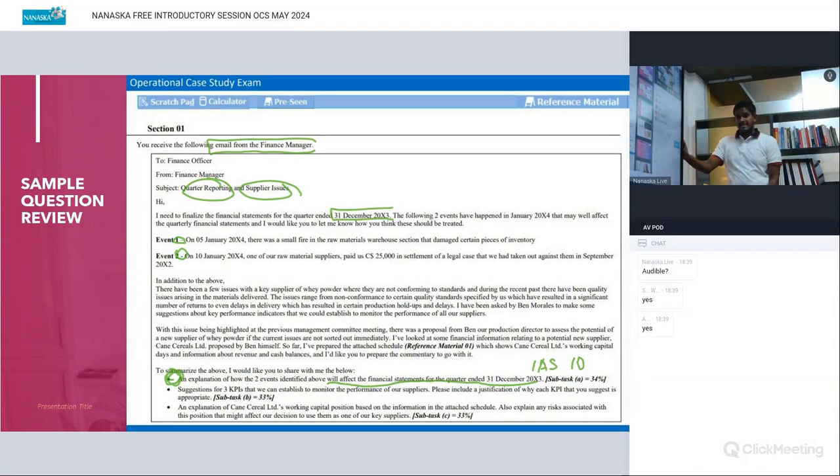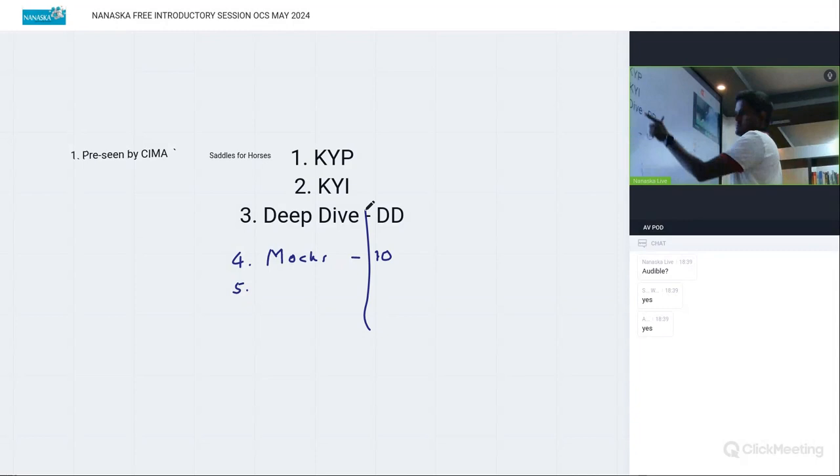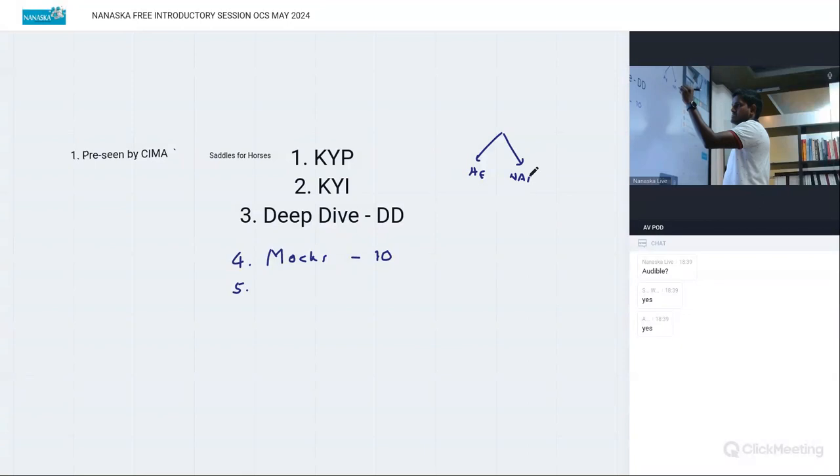Is it IAS 10? Right, events after the reporting date. So accordingly, you have to decide which event is adjusting and which event is non-adjusting. So your standard tells events after the reporting date. If I brief that to you quickly, there are two types of events: adjusting events and non-adjusting events, as defined by IAS 10, events after the reporting date.